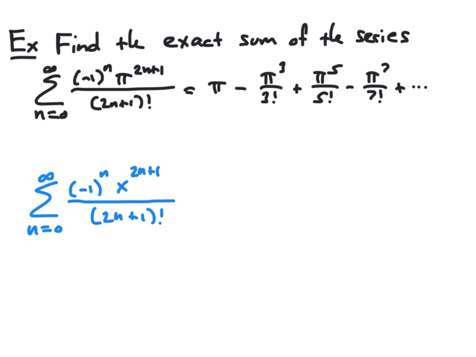If we compare our given series to the Maclaurin series for sine, we see that we could obtain the given series by setting x equal to pi in the Maclaurin series. Well, we know that the Maclaurin series is equal to sine of x for every possible value of x, and therefore the exact value of our sum is going to be the sine function with x equal to pi. In other words, the sum is going to be exactly the sine of pi, which is equal to 0.